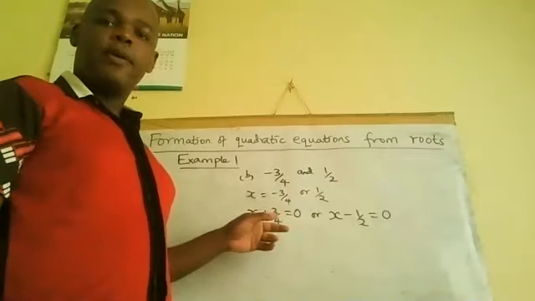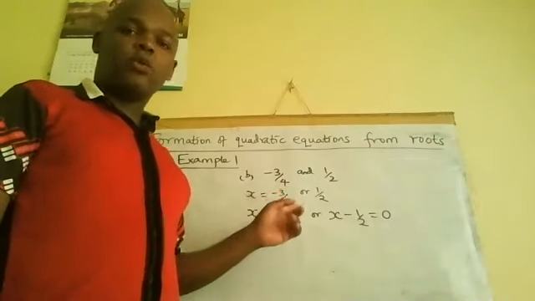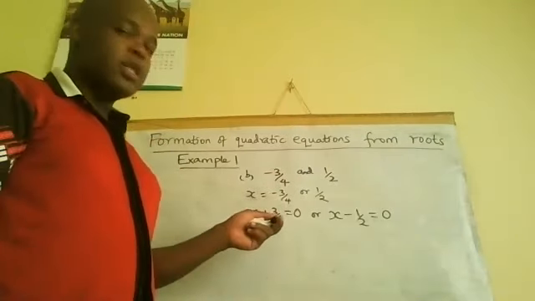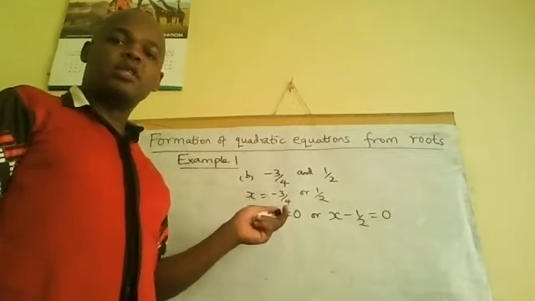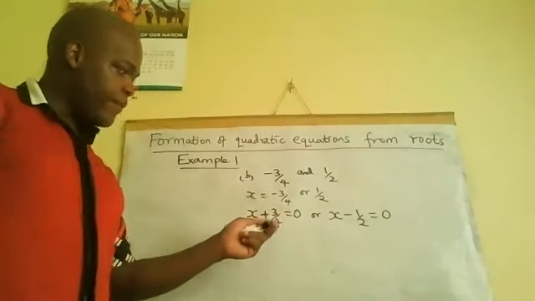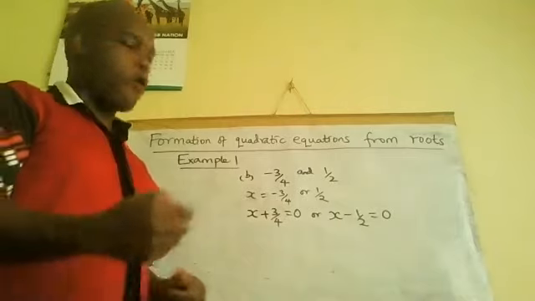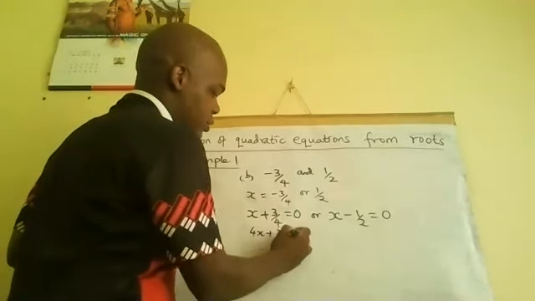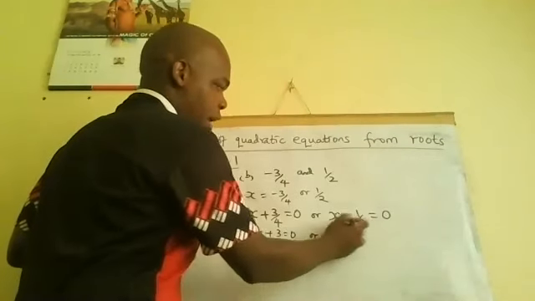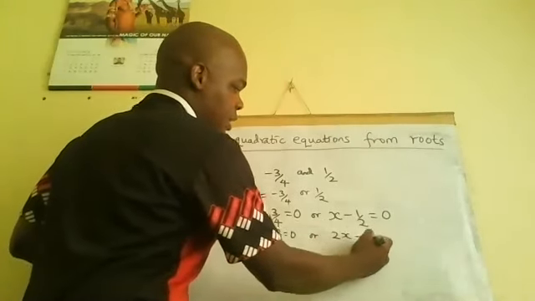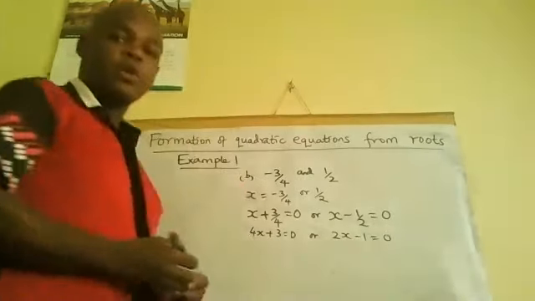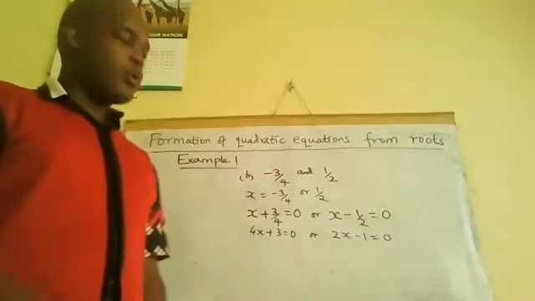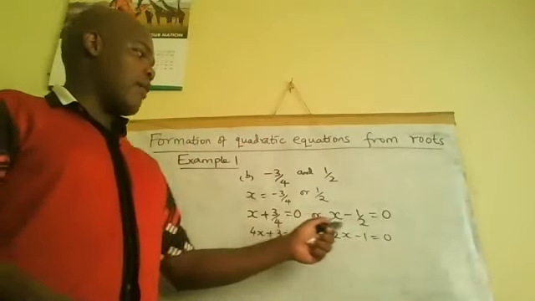Remember, we said that when you cross the equal sign, minus changes to plus and so on. So what do we do in this case? I don't need this fraction. So I multiply through by 4. I'll have 4x plus 3 is equal to 0, or here I multiply by 2 and I get 2x minus 1 is equal to 0, so that we don't deal with fractions.